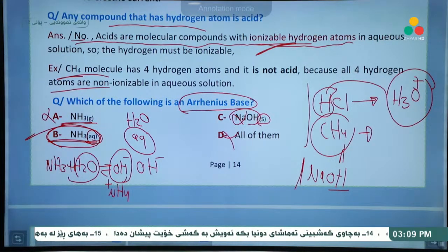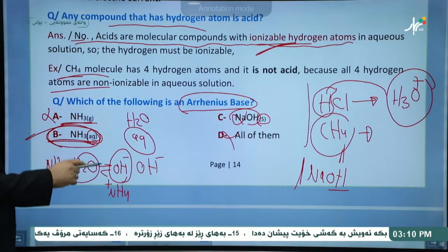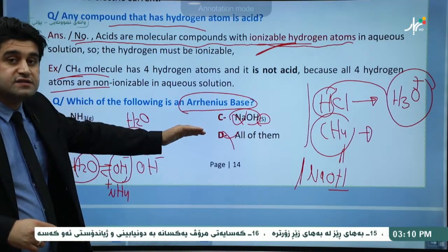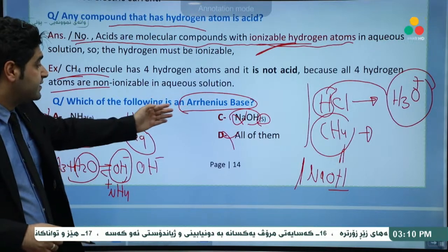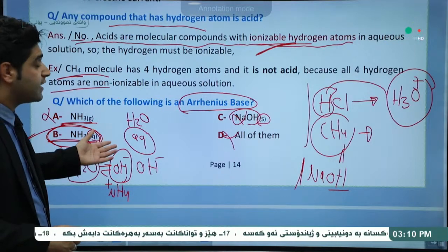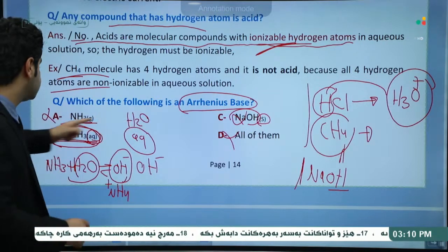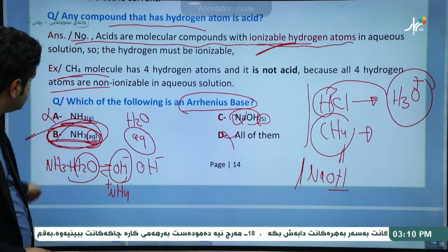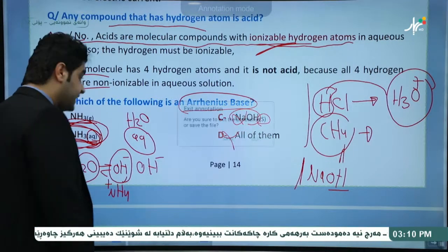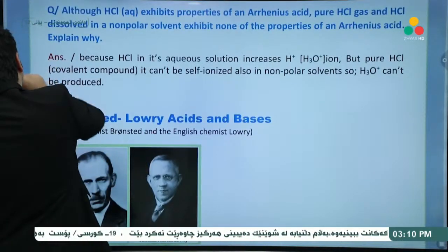But if that question said, which of the following, or the aqueous solution of which of the following, will be Arrhenius? If we have an aqueous solution of each of them, which of them becomes Arrhenius? So all of them. But in here, no. Which of the following is an Arrhenius base? Only that's aqueous solution, and it's a base, so it can produce hydroxide ion. So we are sure that it's an Arrhenius base.